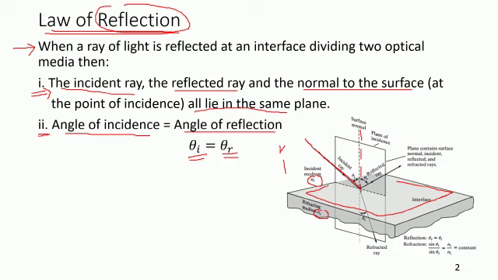Okay, so light is coming in this direction, it is hitting the second medium surface at this point, and it is making some angle over here with that perpendicular or normal. This angle is called the angle of incidence, represented by theta i.